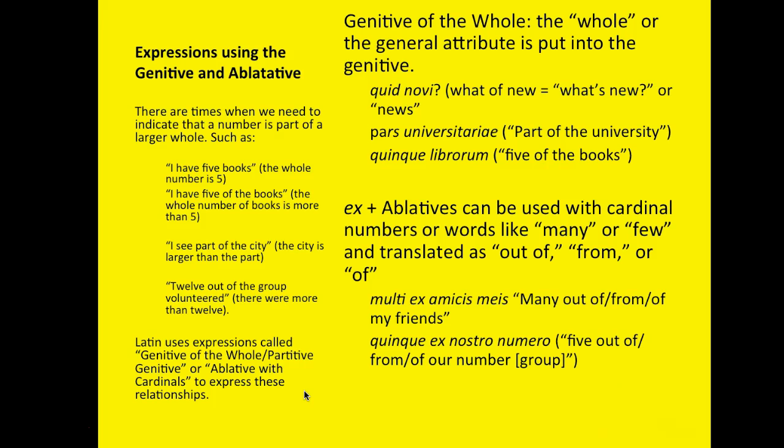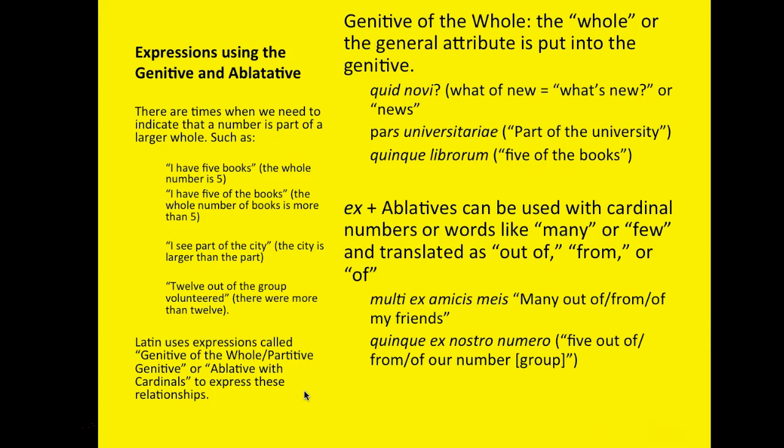So Latin has a lot of expressions of this kind, not only with numbers, but things like quid novi, which is what of new. Or you can say nihil novi, nothing of new. So somebody can ask you quid novi, like what's up, what's new? And you could say nihil novi, like nothing's new. Other expressions are things like pars, that's a part, pars universitaria, part of the university, or quinque librorum, 5 of the books. All of those are genitives or partitive genitives, genitives of the whole.